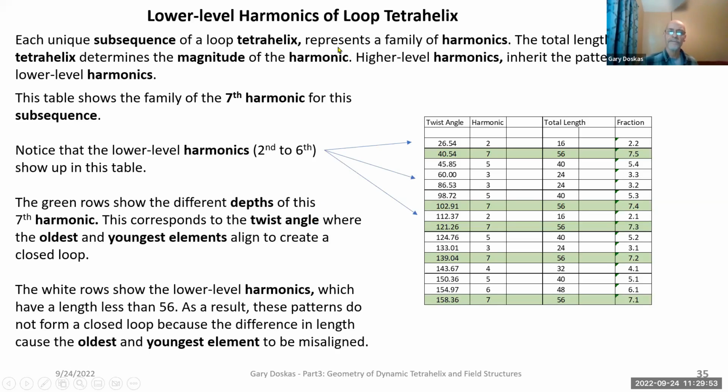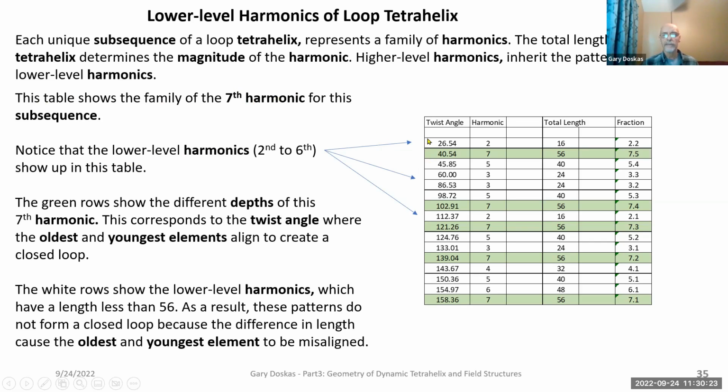So this slide, I referred to it earlier. Each unique subsequence of a loop tetrahelix represents a family of harmonics. And the total length of the tetrahelix determines the actual magnitude of the harmonic. And the higher level harmonics inherit the patterns from the lower level harmonics. And this table just shows the family of 7th harmonics for this particular subsequence.